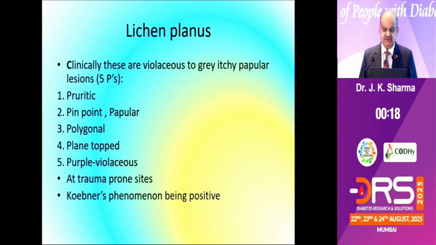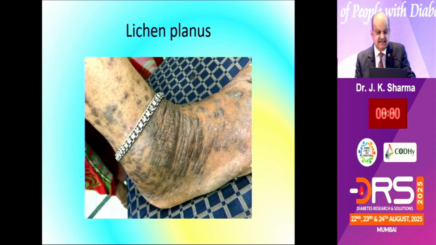They may be purple at trauma prone sites, Koebner's phenomenon being positive. If the patient starts itching, because they are itching, the number increases. And this is a typical picture of the lichen planus.